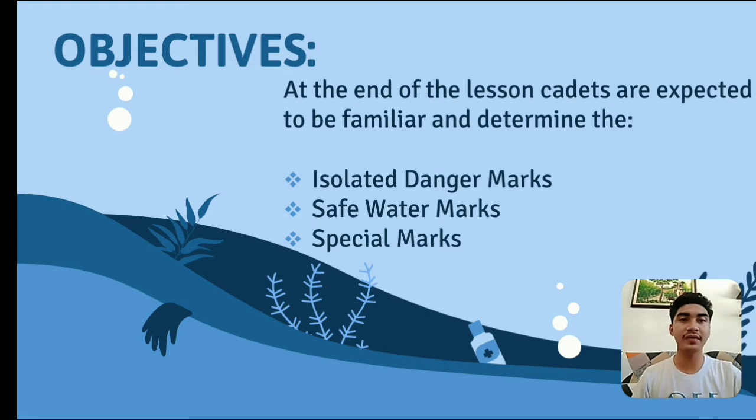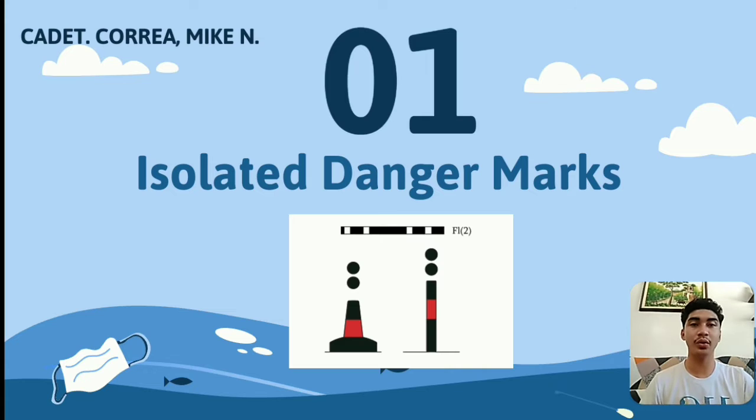So the objective here is that at the end of the lesson, cadets are expected to be familiar with and able to determine the isolated danger marks, the safe water marks, and the special marks. First, we are going to discuss the isolated danger marks. I am Cadet Korea, and I am the one who will discuss this one.